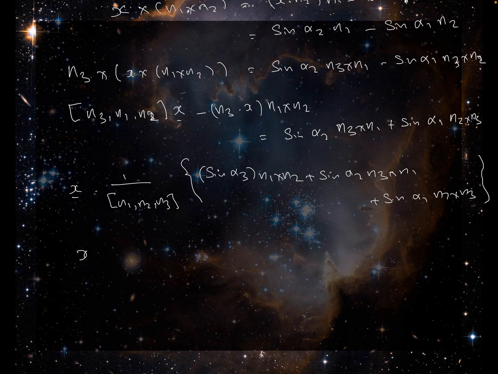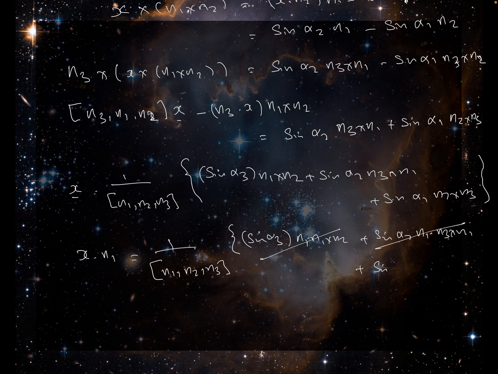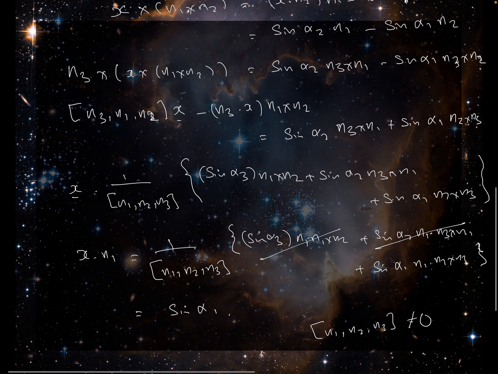And it's pretty simple to see that x dot n1, for instance, is 1 over [n1, n2, n3] times sine alpha 3 n1 dot n1 cross n2, which vanishes, plus sine alpha 2 n1 dot n3 cross n1, which vanishes, plus sine alpha 1 n1 dot n2 cross n3. And that cancels off with the triple scalar product, and just gives sine alpha 1. Similarly with n1 replaced by n2 and n3 and alpha 1 replaced by alpha 2 and alpha 3. So this point lies on the intersection of the 3 planes and therefore is the location of the observer. Note that [n1, n2, n3] is not 0 if n1, n2 and n3 are linearly independent. This is the generic situation.